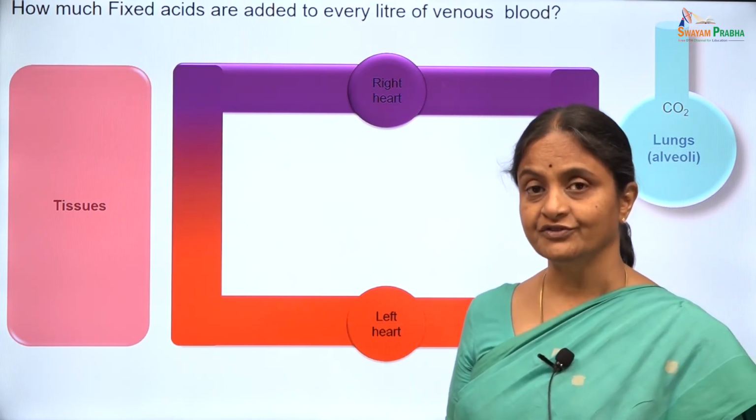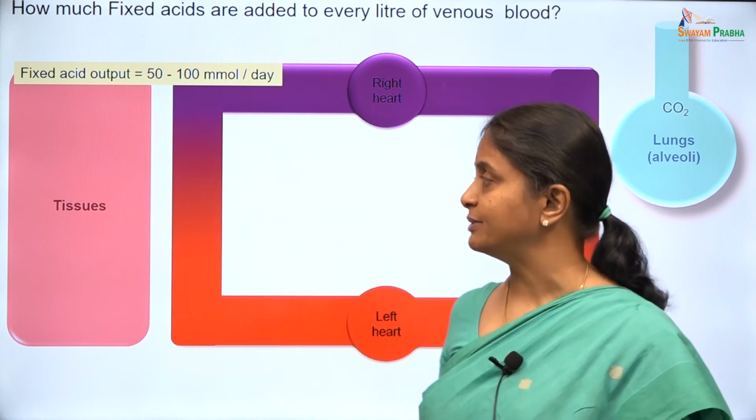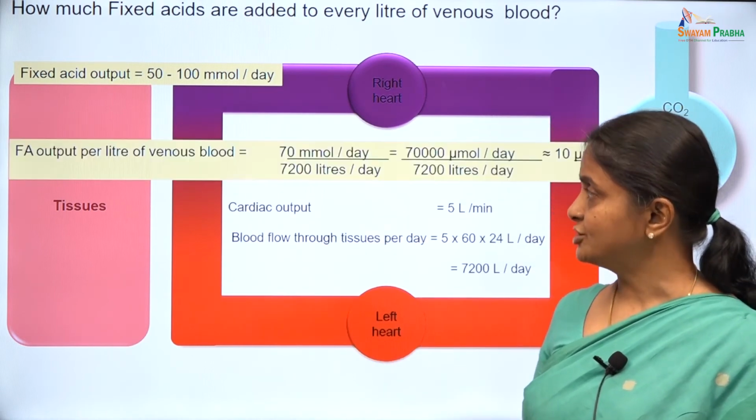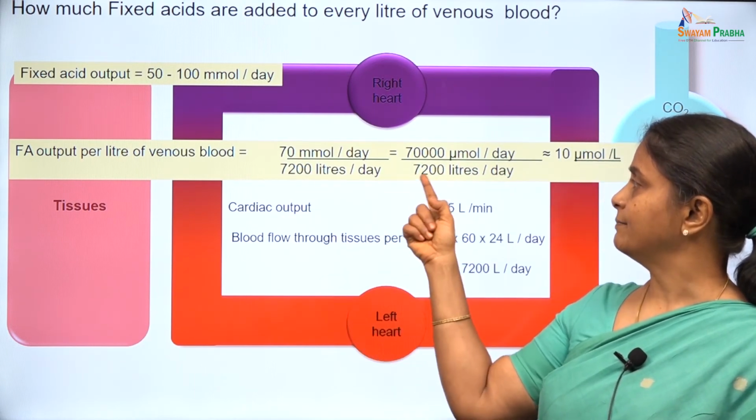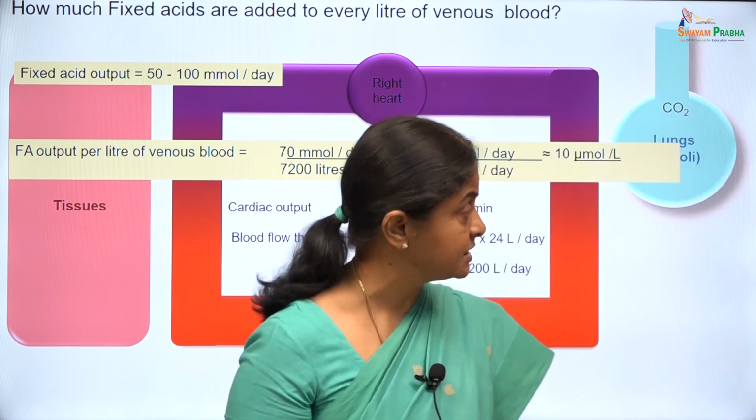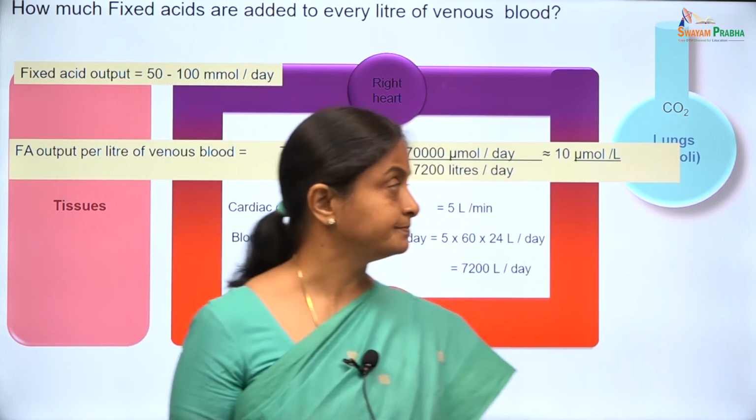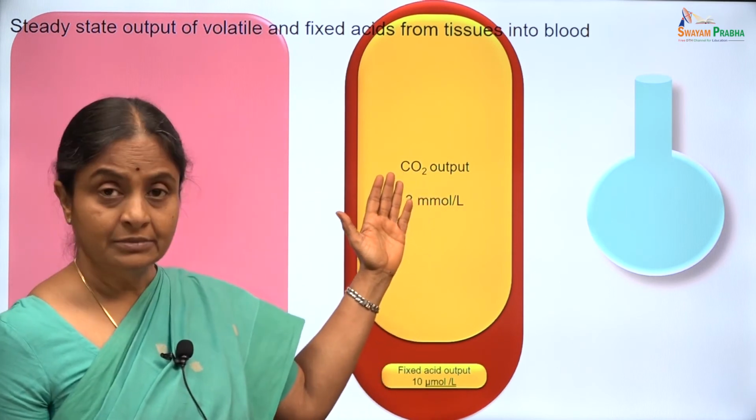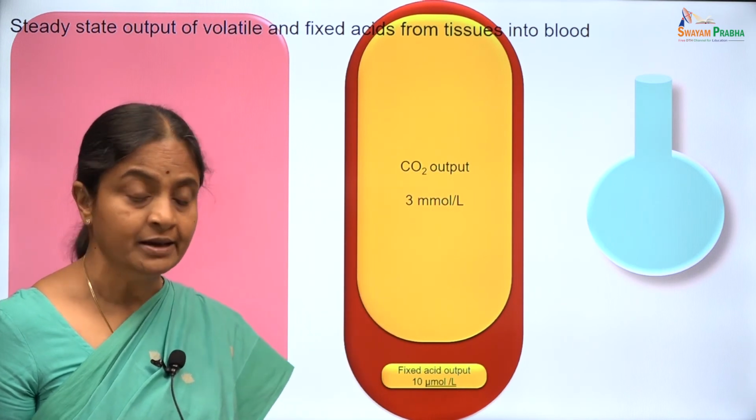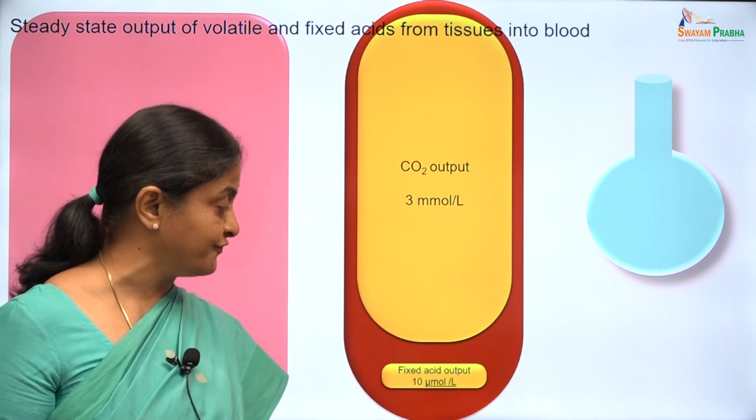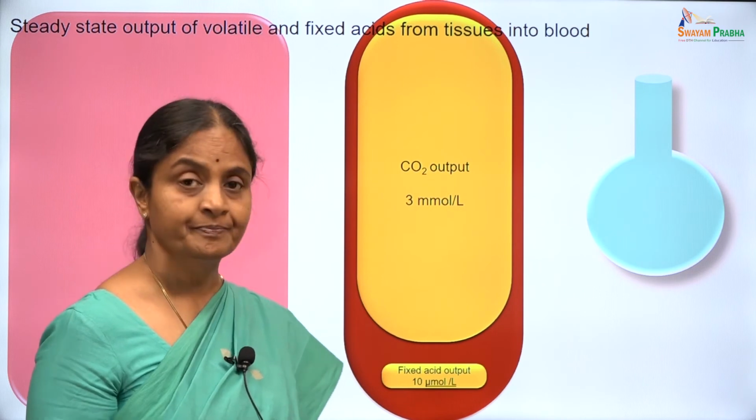Let us do a similar calculation for fixed acids. The fixed acid output we saw was about 70 millimoles per day. The cardiac output is that much. So, we can say 70,000 micromoles per day divided by about 7,000 liters per day gives us a fixed acid output of 10 micromoles per liter of blood coursing through tissues. So, the steady state carbon dioxide output from tissues into blood is 3 millimoles per liter of blood, and the steady state output of fixed acids is about 10 micromoles per liter of blood passing through tissues.